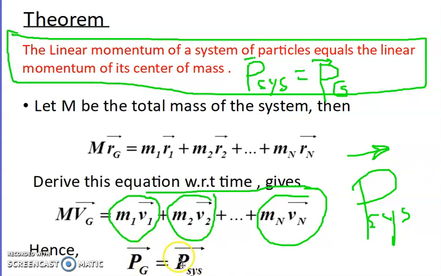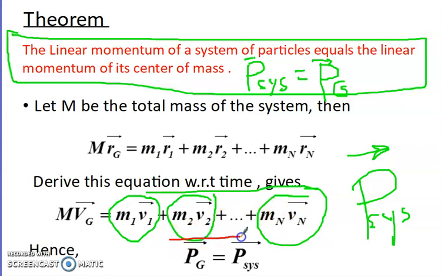Let me put it here. We get now the important rule. The linear momentum of the center of mass equals the linear momentum of the system of particles. Okay?